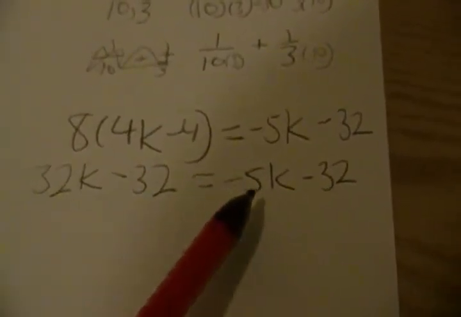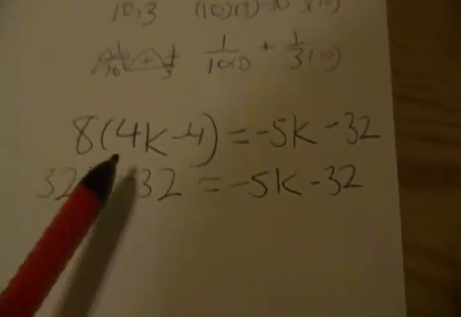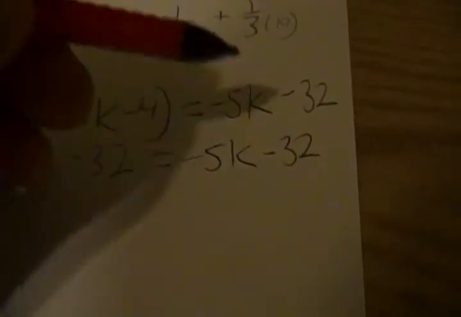Remember the first rule I talked about: we have to bring all the variables to one side and then all the numbers to the other side. In this case, we want to bring all of the variables to the left side to make things easier. On the right side we have a variable, minus 5k. So we're going to have to add 5k to get rid of it. Whatever we do on the left, we do on the right.